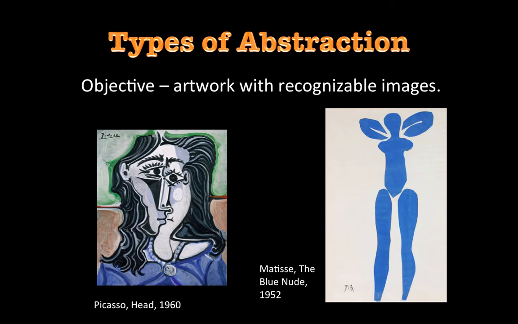Now, there are two types of abstract art. We've got objective, which is artwork with recognizable images. Here at the bottom left, we've got Picasso's Head from 1960. You can tell it's a head, it's a person, it's got two eyes, a nose, two ears, a mouth. Does a person really look like that? Absolutely not. But that's okay. On the right, you have Matisse's The Blue Nude from 1952. Also, we can tell it's a person, we can tell they're not clothed, but does it really look like a person?